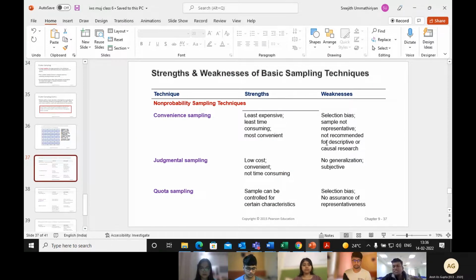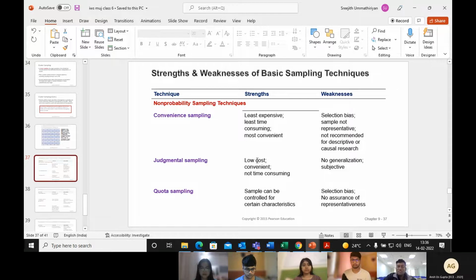So this can give you an initial input about a particular problem, but it can never be used for descriptive or causal research. Now, judgment sampling, again, is low cost and convenient because you're using your judgment, and you're basically saying this person is likely to know more about this topic, so let me use him as a respondent.